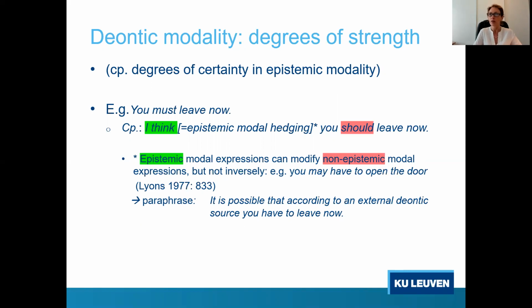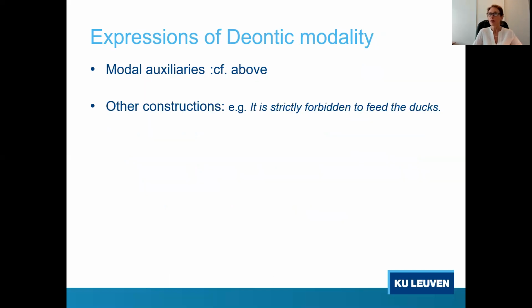For instance, you could say "you should leave now," but you can also say "I think you should leave now," so that in that sense you hedge the deontic meaning by means of the epistemic modal think. So it's interesting to see that on the level of the verbal group, there is also this mosaic of deontic and epistemic meanings working together, where the epistemic meaning modifies the non-epistemic modal meaning, but the opposite is not possible. The different expressions of deontic modality include, of course, modal auxiliaries, but also other constructions, such as, for instance, "it's strictly forbidden to feed the ducks," as you can see here.